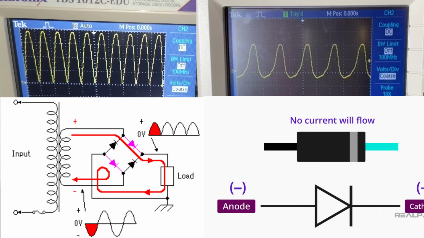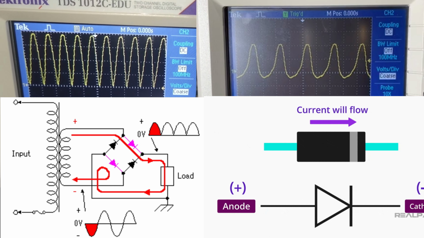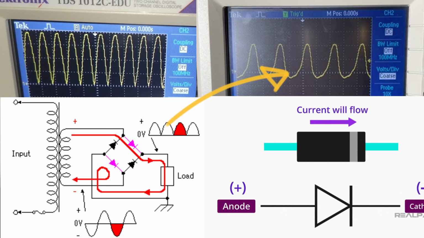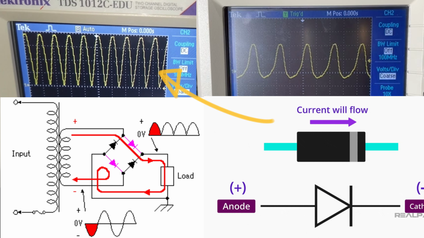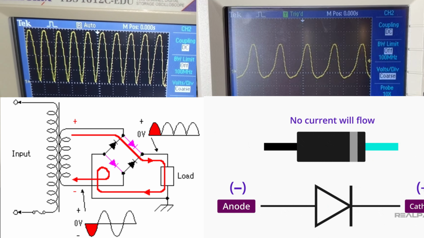Here are the outputs of the bridge rectifier and one diode. As you see, the diode only neglects the negative part of the wave, but in the bridge you will find the negative part becomes positive, and this is called full wave or unidirection wave.